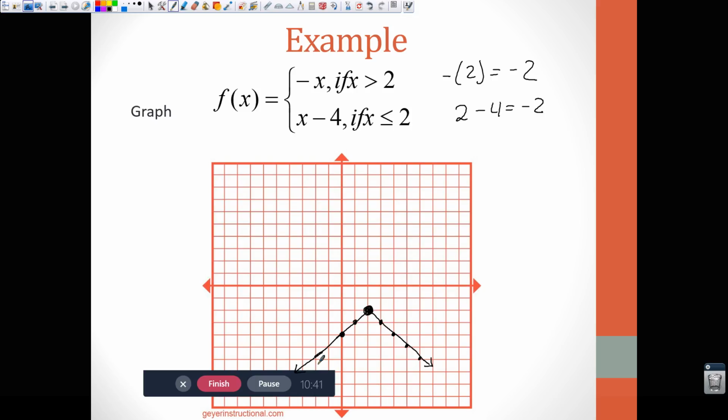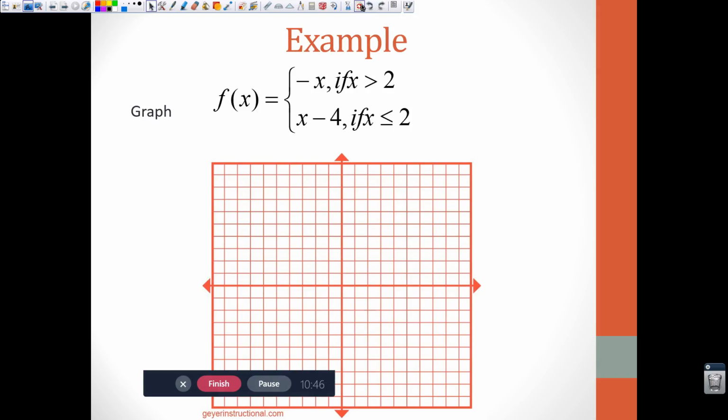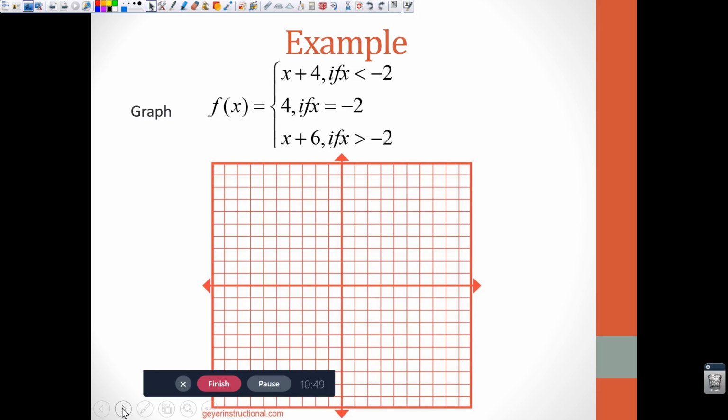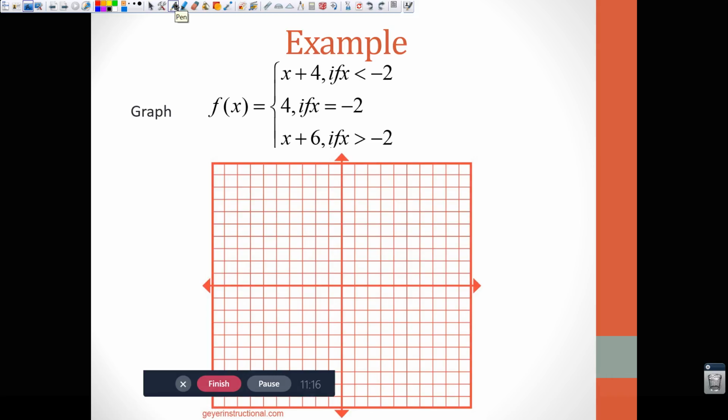Okay, so let's try another. f of x equals x plus 4 if x is less than -2. f of x equals 4 if x equals -2. And f of x equals x plus 6 if x is greater than -2. Okay, let's substitute in our points.